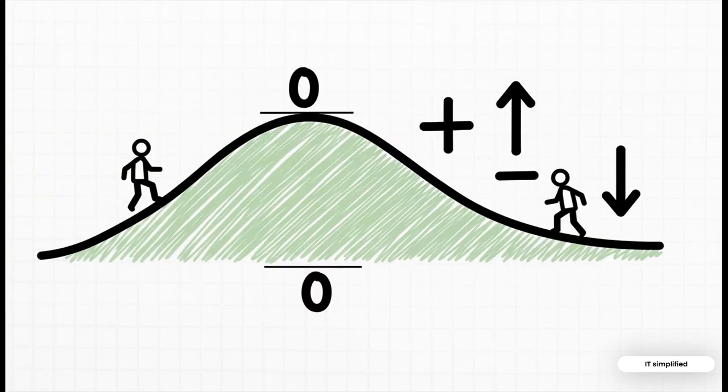So picture it. You're walking on a big, curvy hill. When you're huffing and puffing your way uphill, that's a positive slope. When it gets easier and you're heading downhill, that's a negative slope. And what about when you get to the very peak of the hill or the very bottom of a valley and there's that one perfectly flat spot? Well, right there, the slope is just zero.